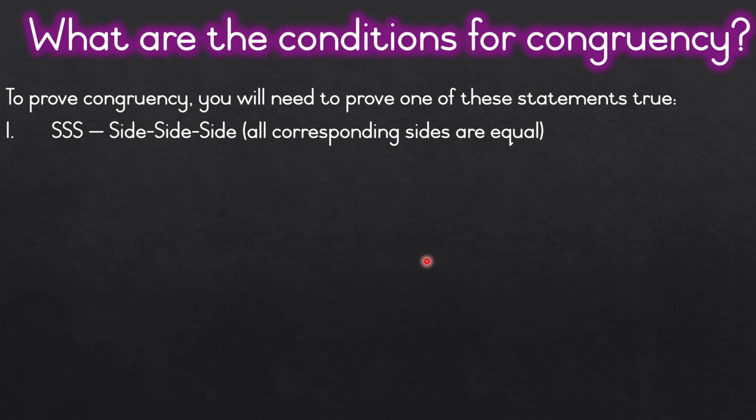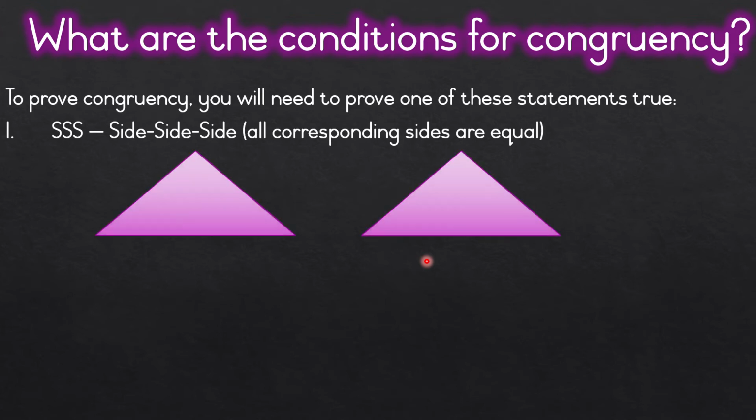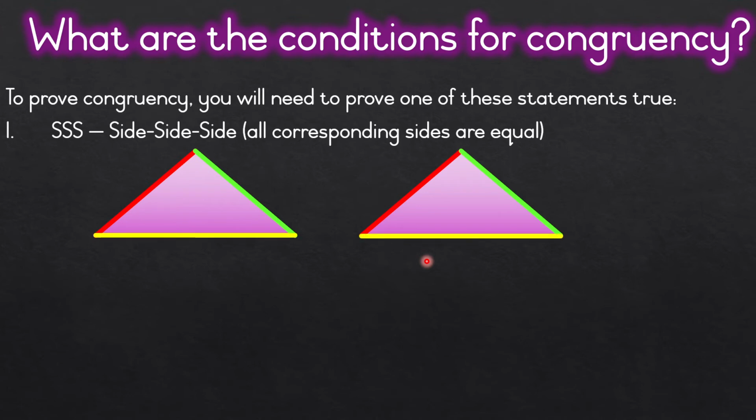All corresponding sides are equal. So if I have two triangles and this side is the same size, and that one are the same size, and this third one are the same size, then we can assume that the angles will also be the same, and therefore we can say that they are congruent. You can't have two triangles with the same size sides that are not congruent, because the angles will automatically be congruent. So these two are exactly the same triangle. Sometimes they are flipped around, so this one will be green and that one will be red. But as long as you have a side here and a side there, a red and a red, a green and a green, a yellow and a yellow, they will be congruent.